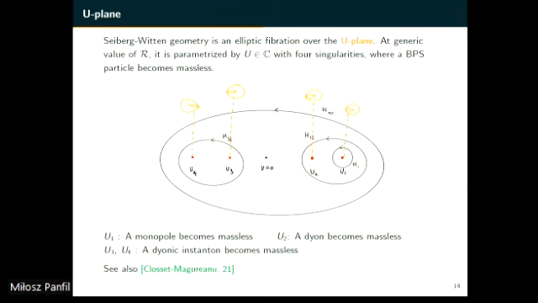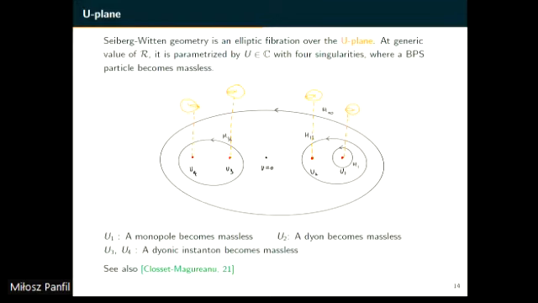The Seiberg-Witten geometry that I just mentioned is an elliptic fibration over what we call the U-plane. For a generic value of the radius, this U-plane is parameterized, of course, by this complex number U, but now with four singularities, where the fiber becomes singular, and physically this is a point where one of the BPS particles in the theory becomes massless.